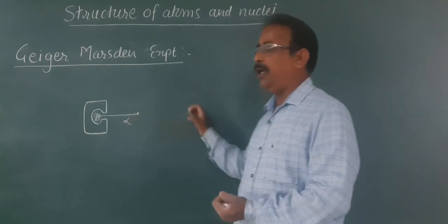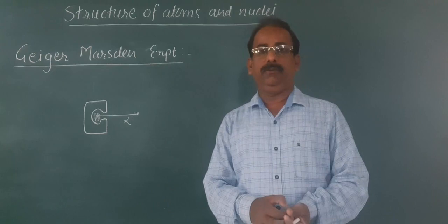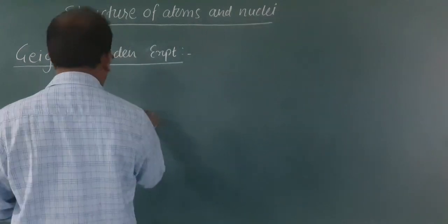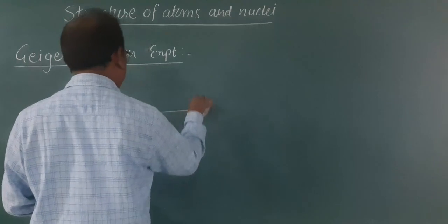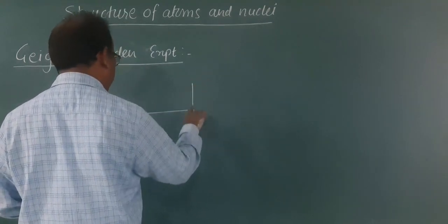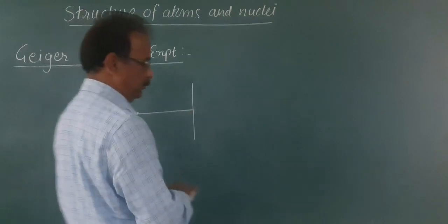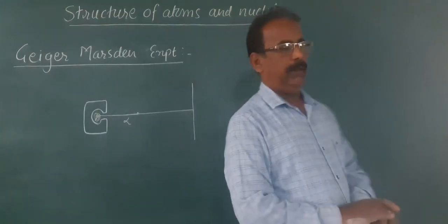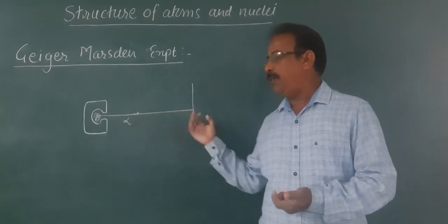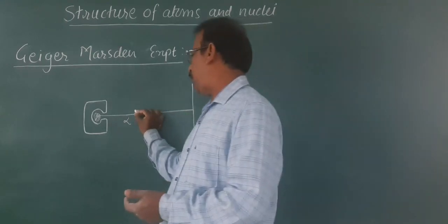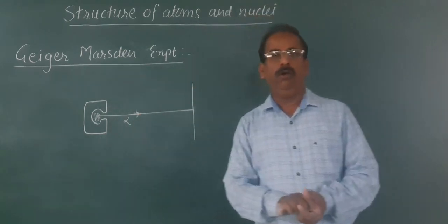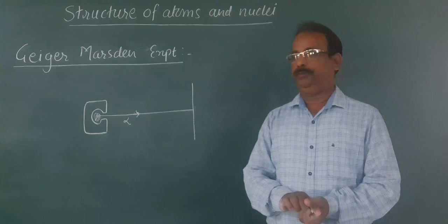A fine beam of alpha particles is obtained. This fine beam of alpha particles is made incident on a thin metal foil. Which metal is there? Gold. Generally, gold foil is taken.